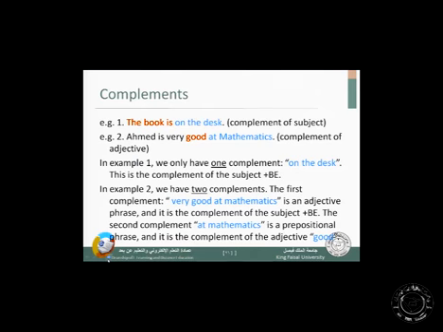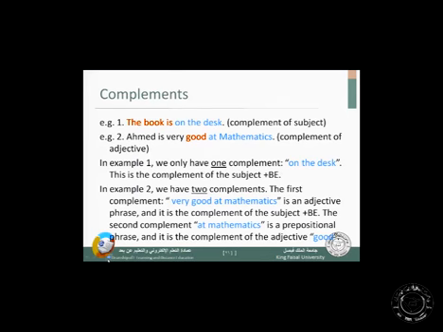To understand the difference between the complement of the adjective and the complement of the subject, you can also look at whether there is an adjective in the sentence. In example 1, we might not have an adjective. The book is on the desk, there is no adjective in the sentence, so it is not necessary to have an adjective here. In example 2, we have an adjective, and after the adjective there is a complement for it.